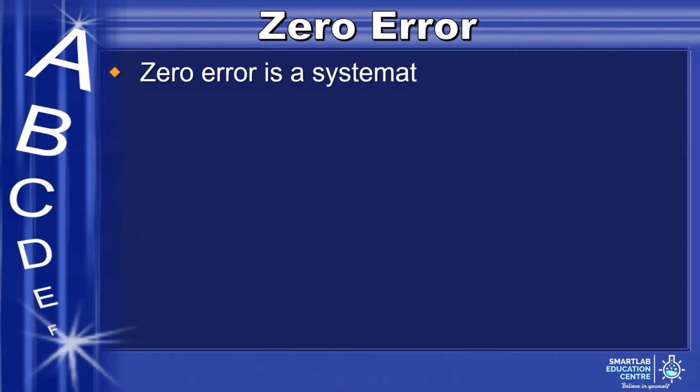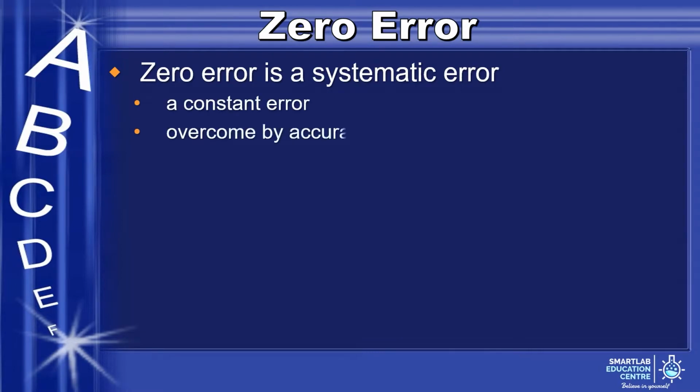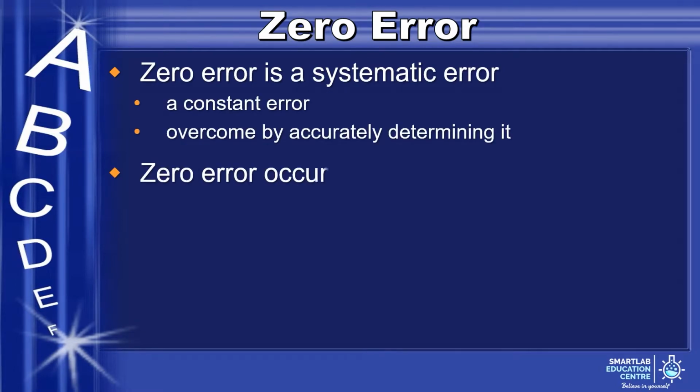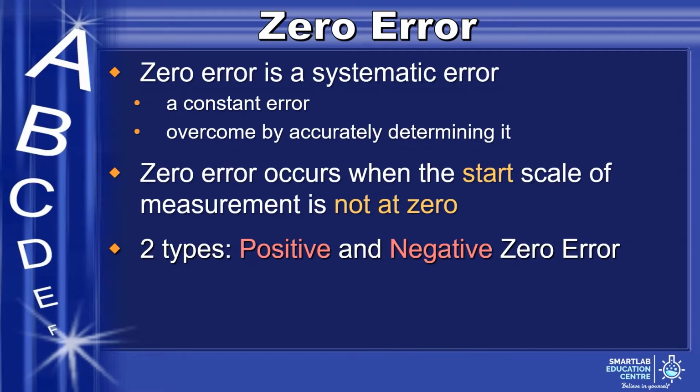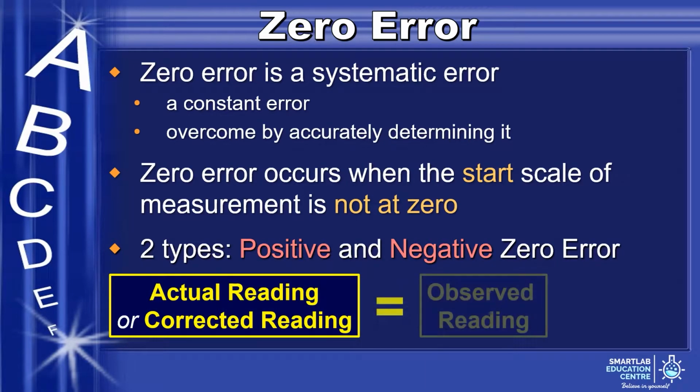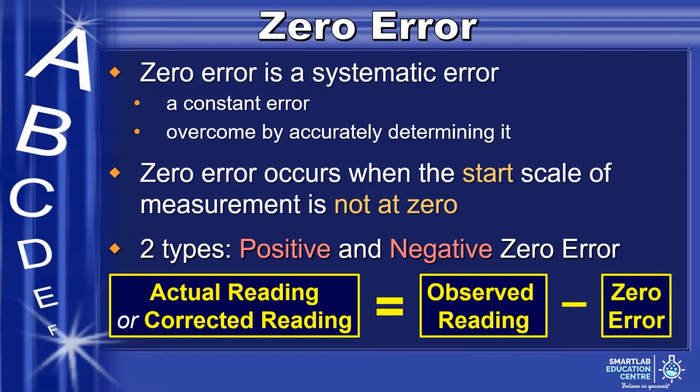Zero error is a systematic error. Zero error occurs when the start scale of measurement is not at 0. There are 2 types: positive zero error and negative zero error. For both types, the actual reading or corrected reading is equal to the observed reading minus the zero error.